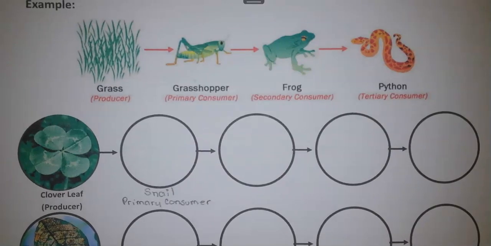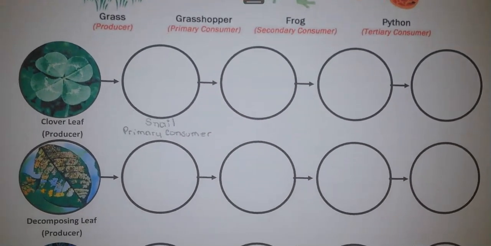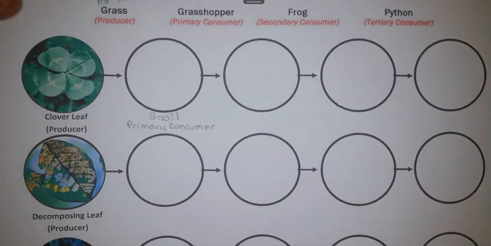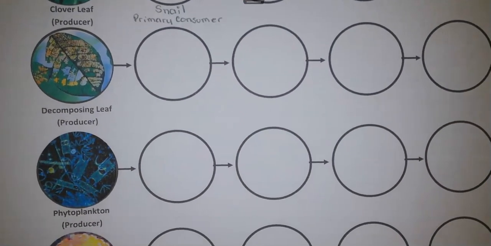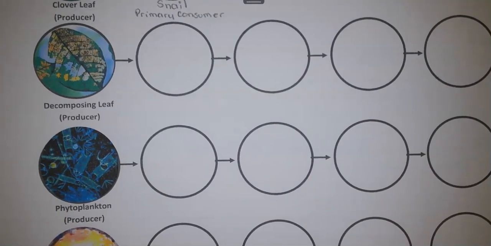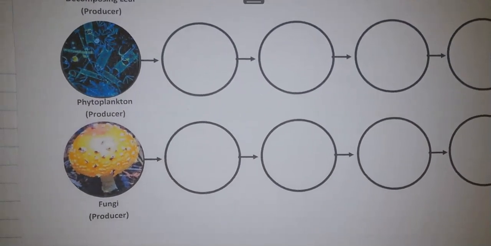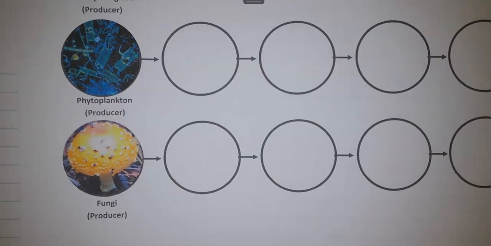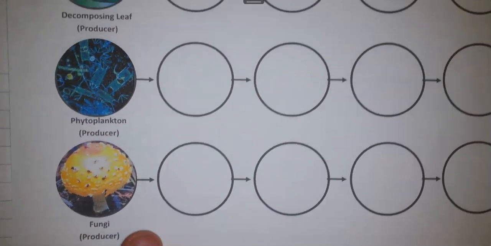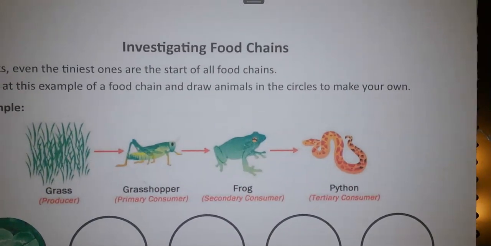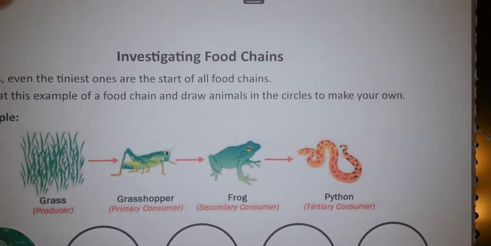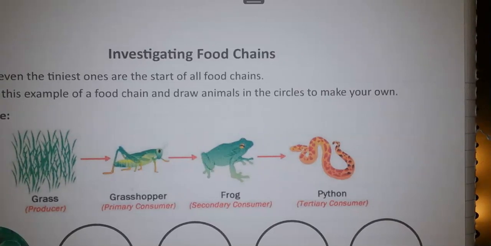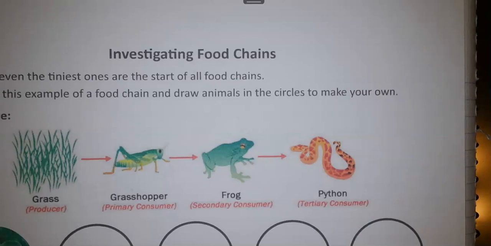The second producer that I'm giving you is a decomposing leaf. The third one is phytoplankton. And then the fourth one is fungi, which I'm using right now as a producer. So this assignment or this investigation is due tomorrow by midnight. I'm giving you 2 entire days, so all today and all tomorrow, to submit this.